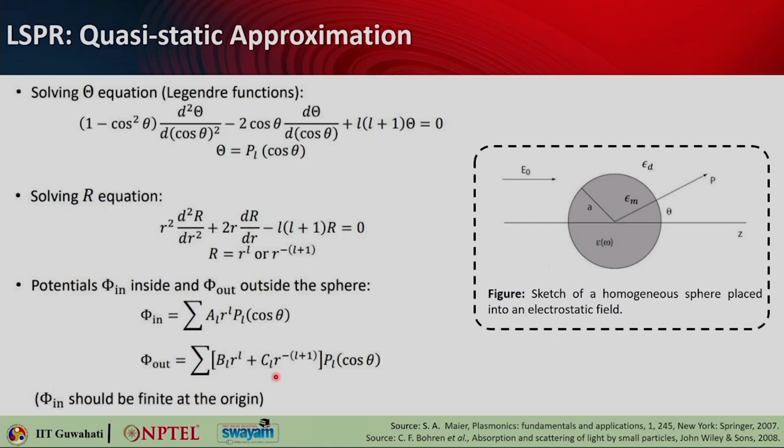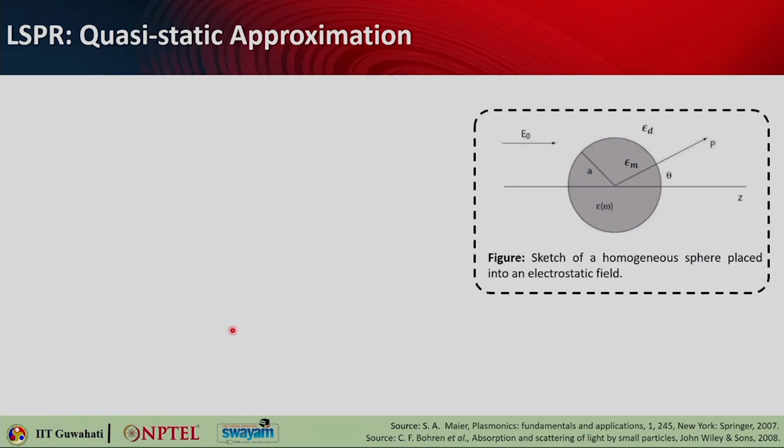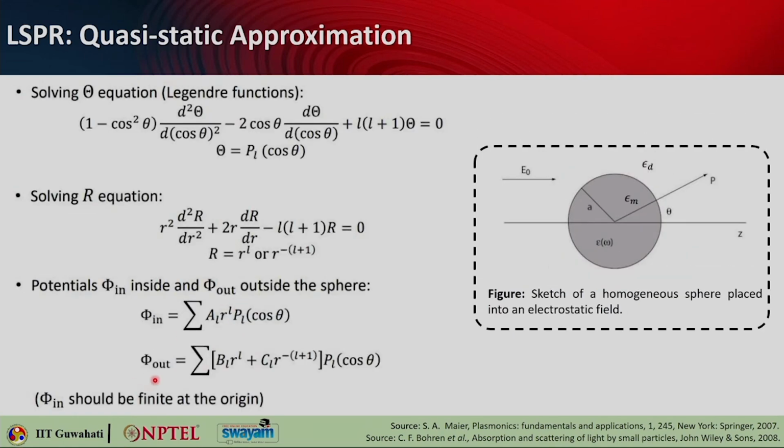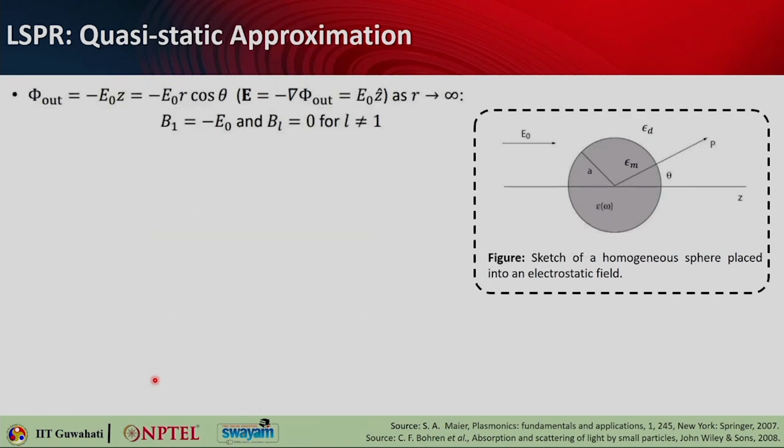Now, there are certain conditions, like phi in should be finite at the origin. Also, when you look at phi out, when it is too far, okay, it should be the same as the incident electric field's potential, assuming that the particle's effect is no longer present at a far distance. So, phi out is E naught z, which is nothing but minus E naught r cos theta.